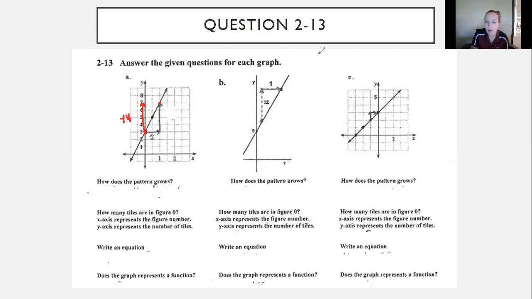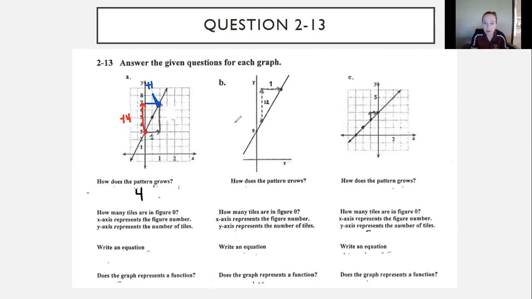Okay, now I'm going to check my X direction. So if I started at 0 and I went over 1. Okay, so I went over 1. So that means my pattern is growing by 4 tiles. So for every one figure, I'm adding 4. Okay, so it says how many tiles are in figure 0.